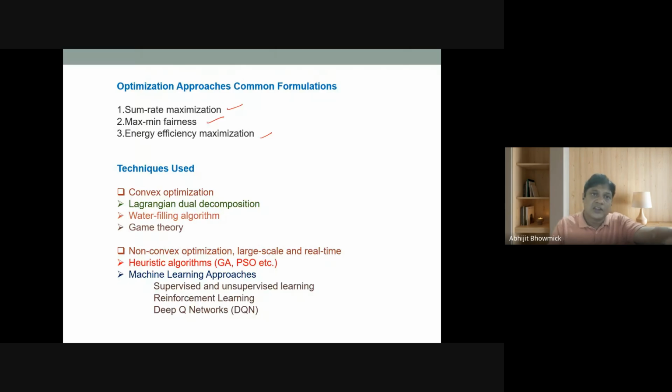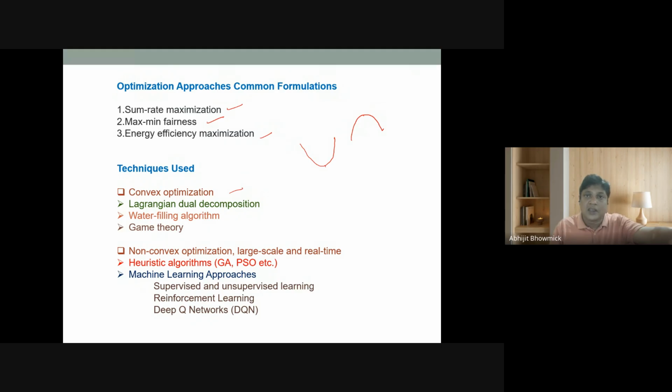Now, what are the techniques used when we try to solve these optimization approaches? There are two types of problems. One is convex optimization, which means the problem you formulate has either a minimum point or a maximum point. That is called convex optimization. Another one is non-convex optimization, when your number of parameters is large.